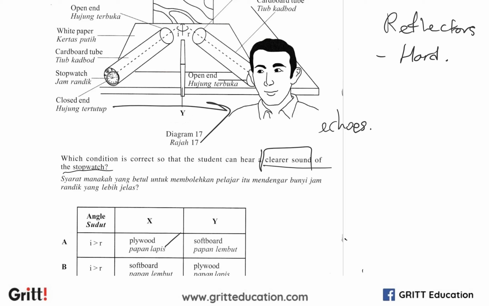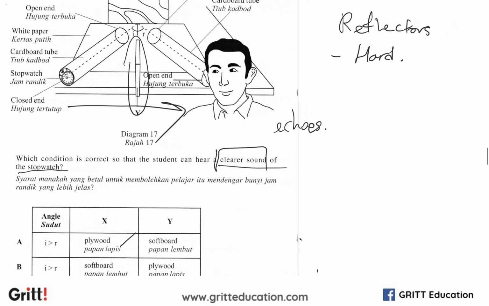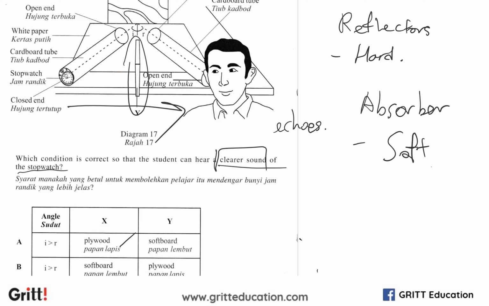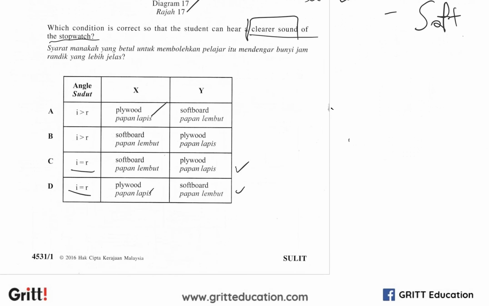So you want Y to be a good absorber of sound, and for an absorber you want a soft material. Soft materials are very good at absorbing sound so that it does not pass through. So a good option for Y would be softboard, and the answer would be D. So I is equal to R, X is plywood, and Y is softboard.